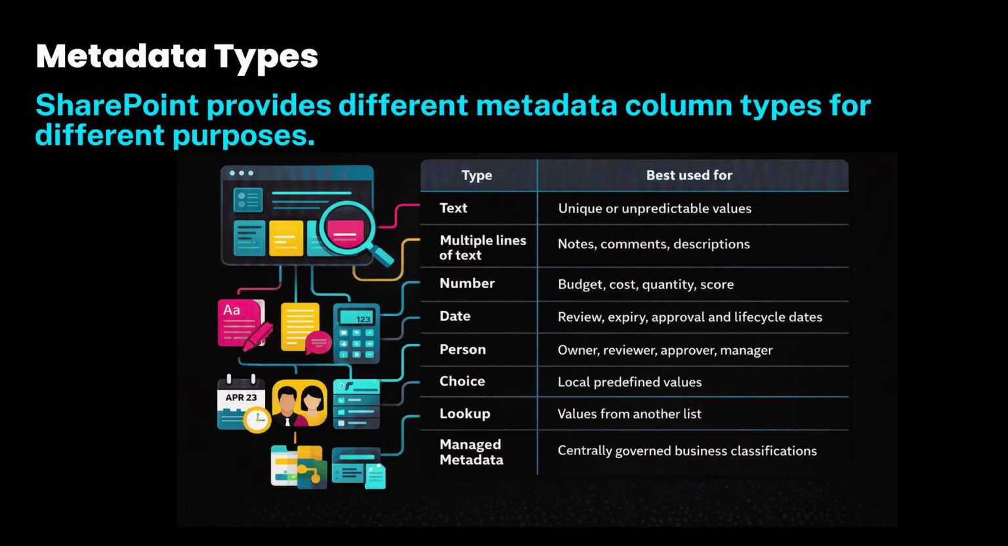Now, this is where people often make metadata harder than it needs to be. Not every piece of metadata should be created in the same way. SharePoint gives us different column types because different types of information need to behave differently. We have text, multiple lines of text, numbers, dates, people, choices, lookup columns, and managed metadata. The important question isn't which column type is the best. There isn't one. The question is, what kind of information am I trying to capture, and how will that information be used?